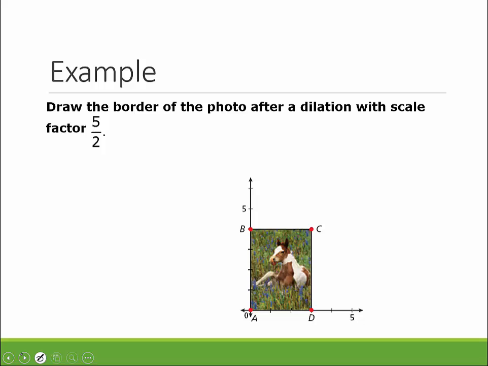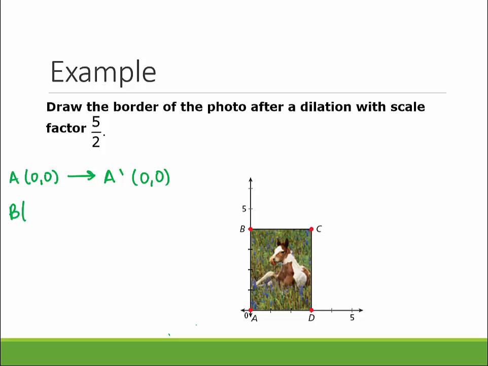So here's a nice easy example. Draw the border of the photo after a dilation with a scale factor of 5/2. So 5/2 is a number bigger than 1. I should expect to get something bigger. So you take a look at each point. Point A is at 0, 0. So what I'm going to do is multiply both the x and the y by 5/2. And because it's 0, 0, we get 0, 0.